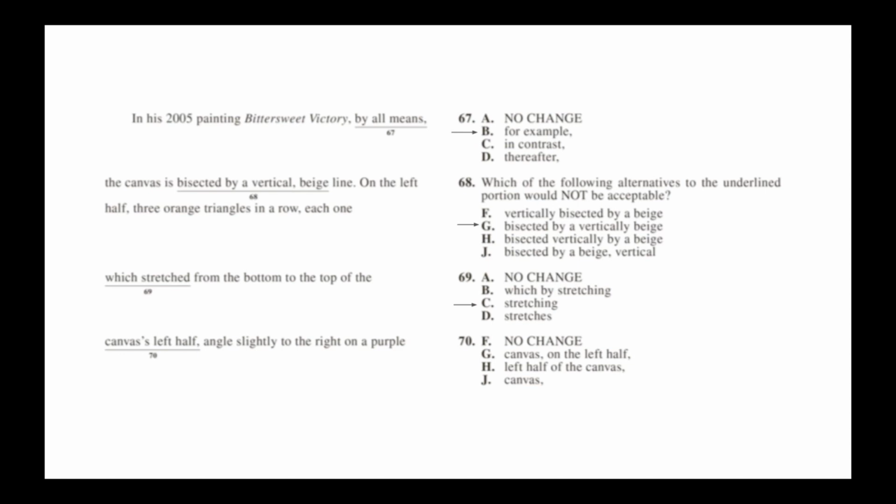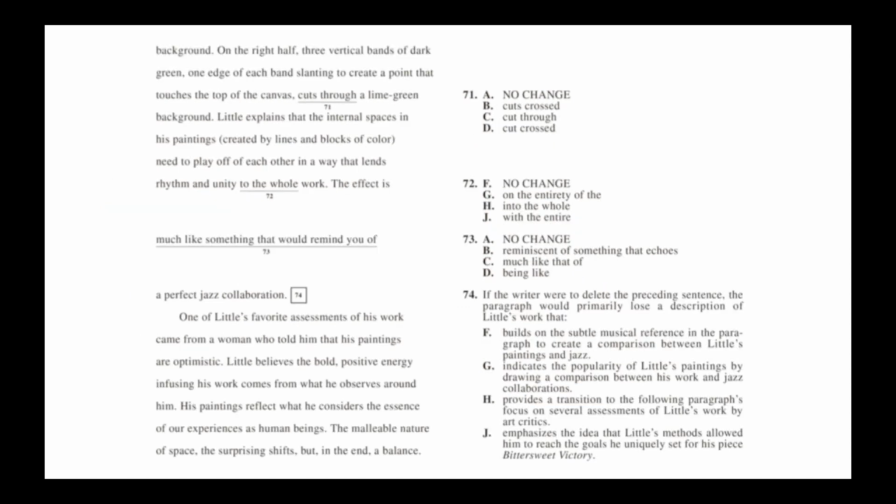The sentence starts with on the left half, but it ends with left half. So it's giving us this information that these shapes are happening on the left half twice in the same sentence. So the only option in 70 that eliminates this redundancy is J. On the left half, 3 orange triangles in a row, each one stretching from the bottom to the top of the canvas, angles slightly to the right on a purple, blah, blah, blah. This eliminates redundancy and still gets the idea of what the sentence is trying to say across.